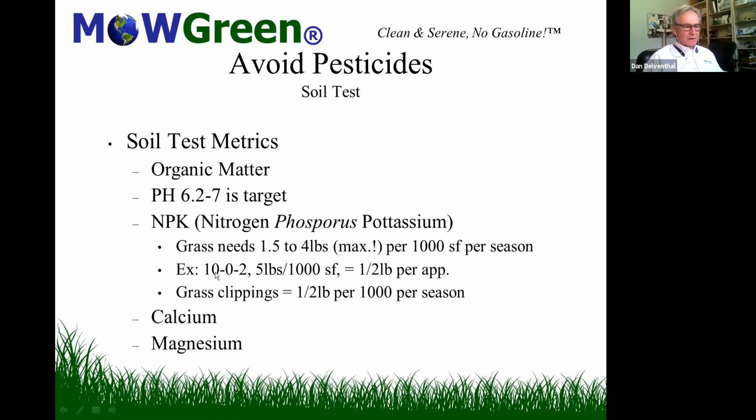What does that mean if you're using a 10-0-2 fertilizer? Well, if you're taking 5 pounds per 1,000 and applying it, and it's at 10% nitrogen, that's NPK, nitrogen, phosphorus, potassium, then you're applying about 0.5 pound per application. So if you use corn gluten a couple times a year, you're well on your way to your quota of nitrogen. That would be 1 pound. If you leave your grass clippings, you get another 0.5 pound per 1,000 per season. You're pretty good. We do some.